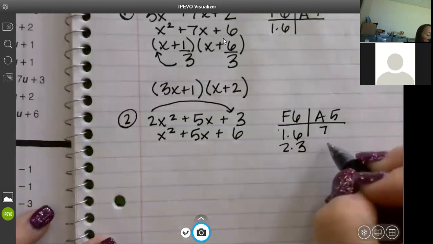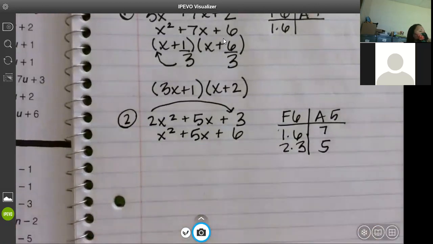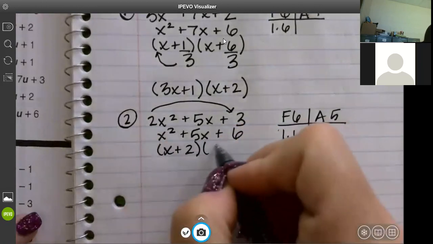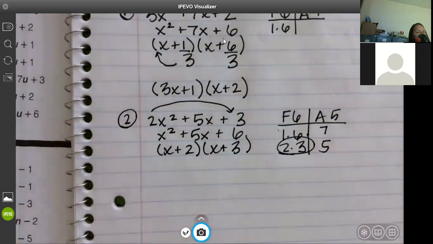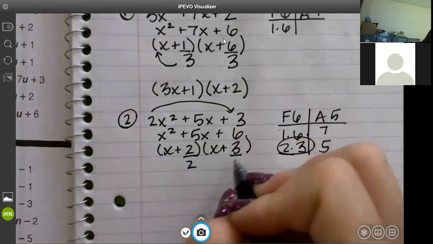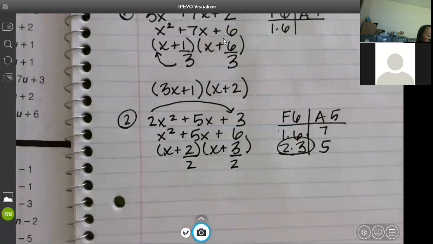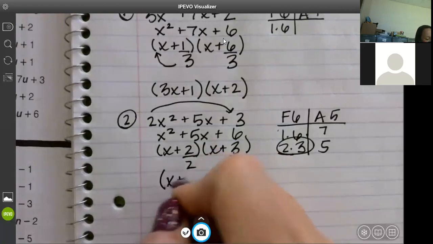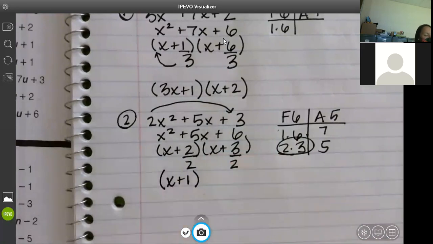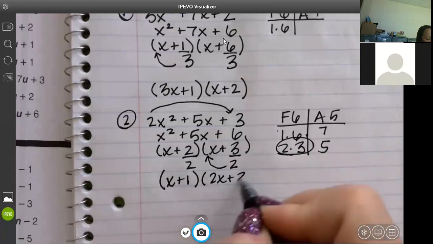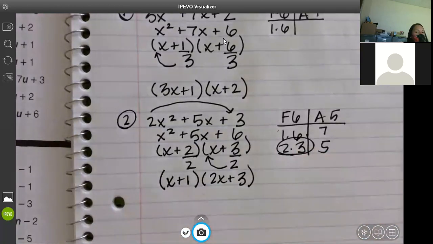When I add these, I get 7 and 5. So which are my 2 factors? 2 and 3. So x plus 2 and x plus 3. I did slide. Now I have to divide by 2. What is 2 divided by 2? So my first factor is x plus 1. 3 over 2 will not reduce, so I throw the 2 in the front, and I get 2x plus 3.